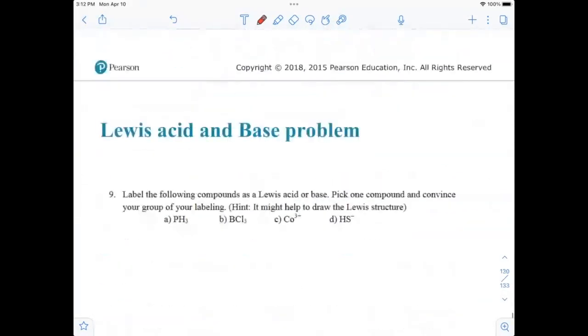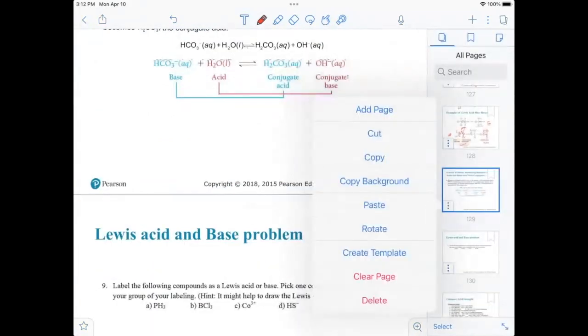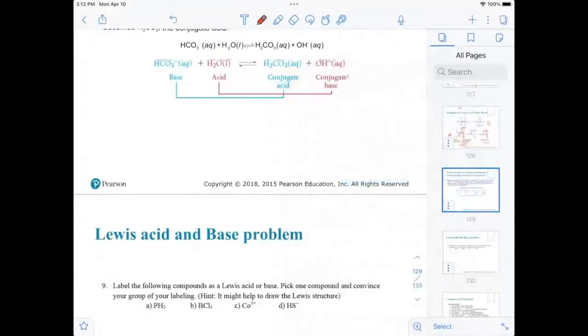How did this end up down here? This doesn't really belong down here. Let me delete that. This slide does not belong down here. Delete that.